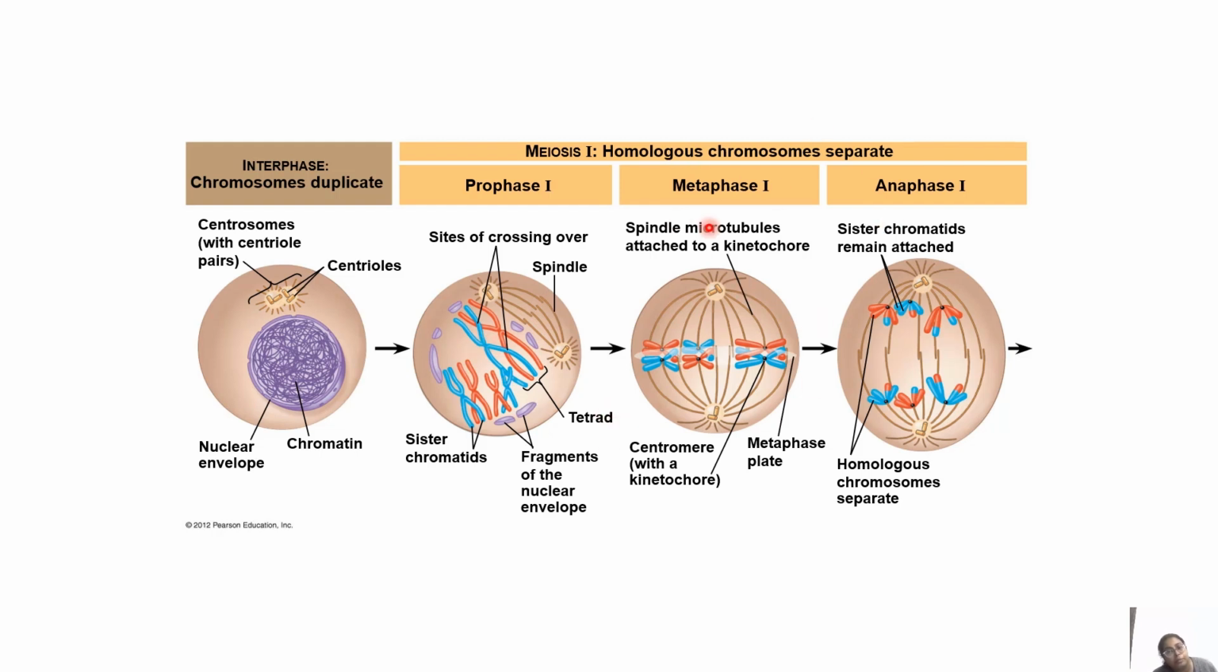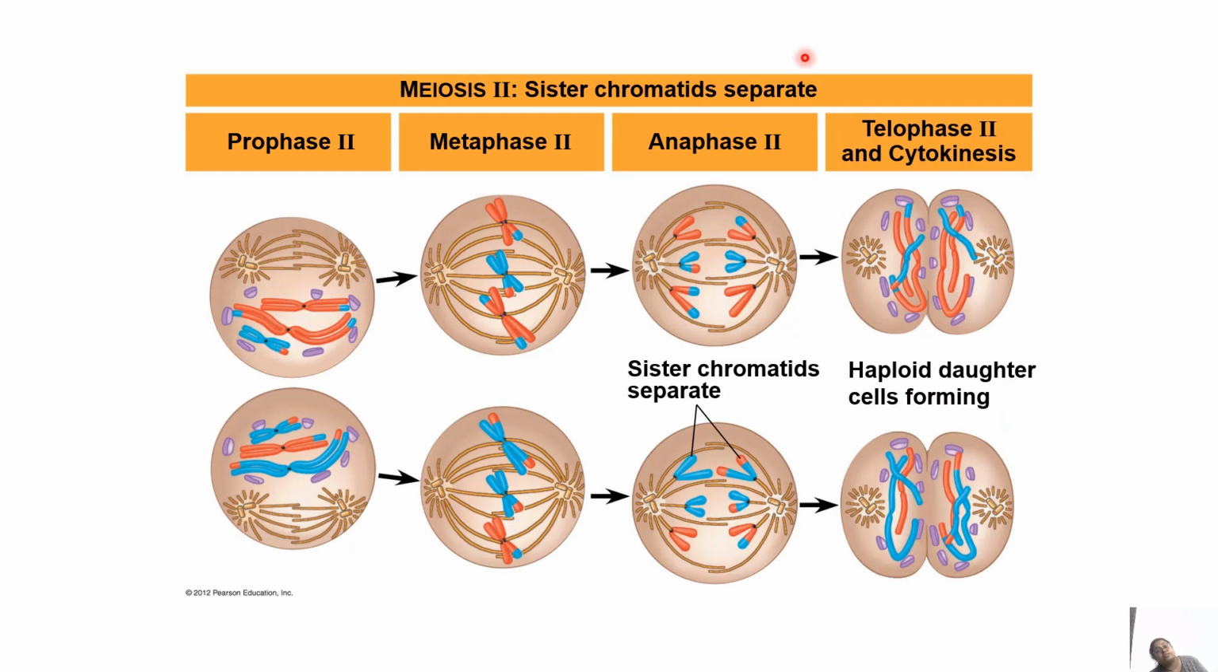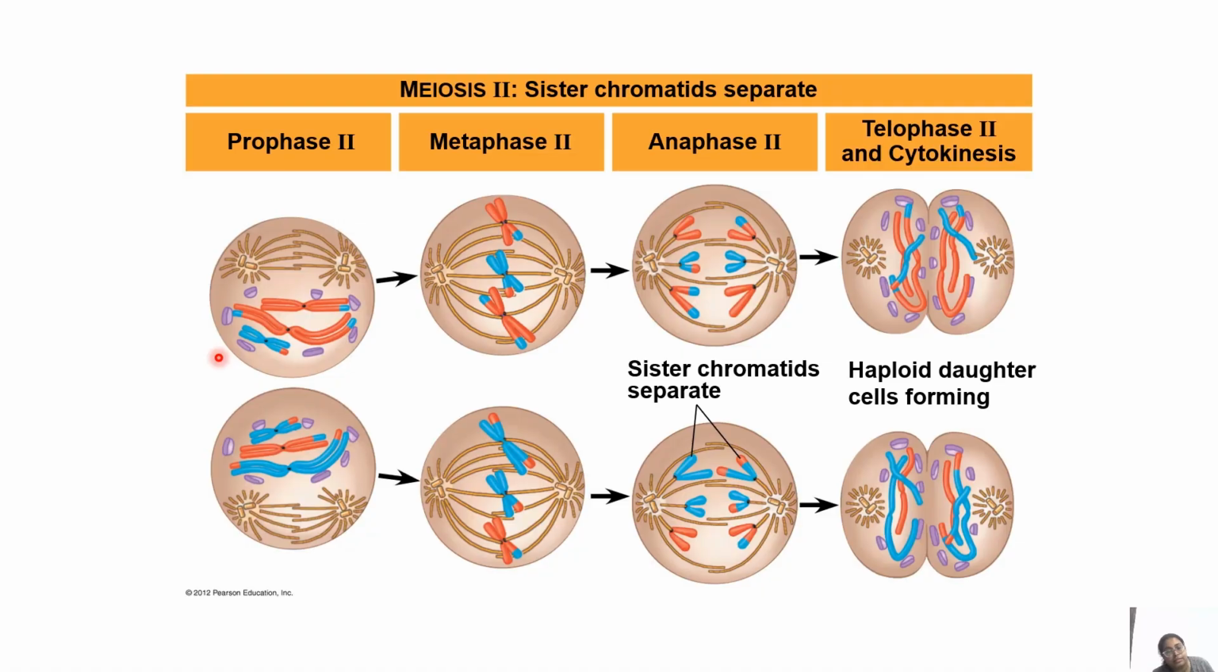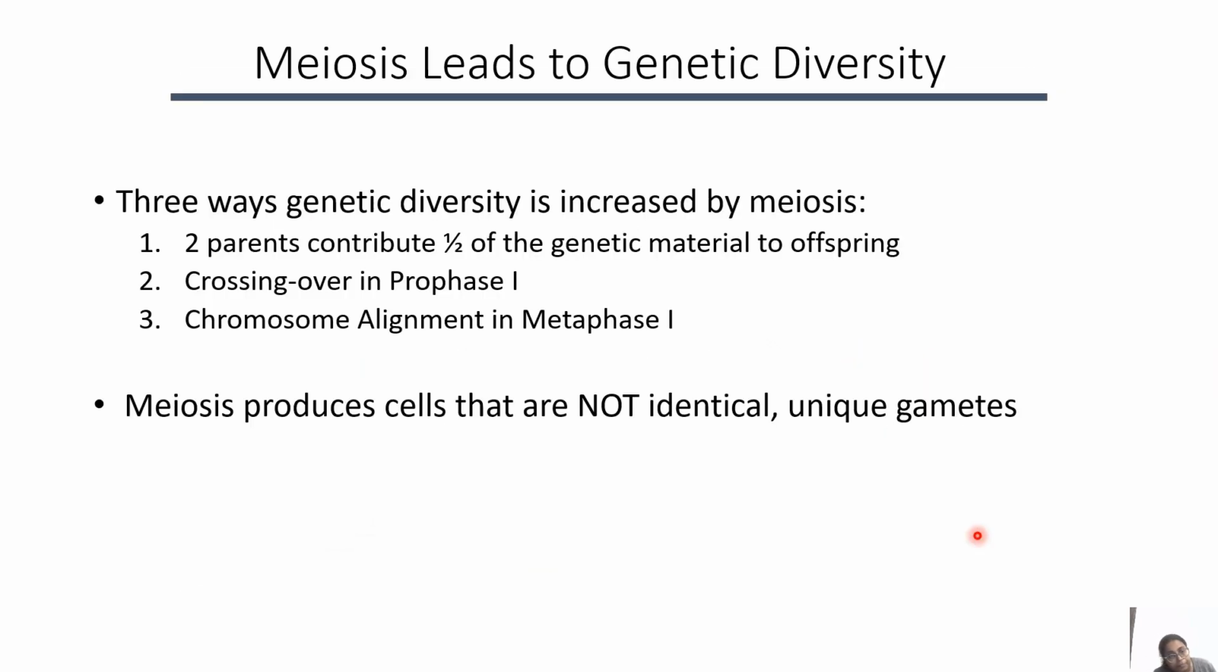In metaphase 1, the spindle microtubules get attached to the kinetochore. Okay, and then sister chromatids remain attached in anaphase 1 and homologous chromosomes separate. In meiosis 2, the sister chromatids separate, right? So prophase 2, basically this. So in the first step, prophase 2, this happens. Then in metaphase 2, again a metaphase plate is formed. In anaphase 2, the sister chromatids separate, and in telophase 2 and cytokinesis, the haploid daughter cells are formed.